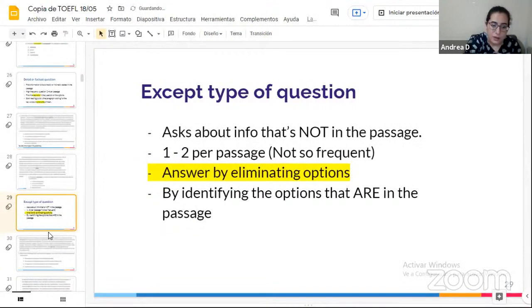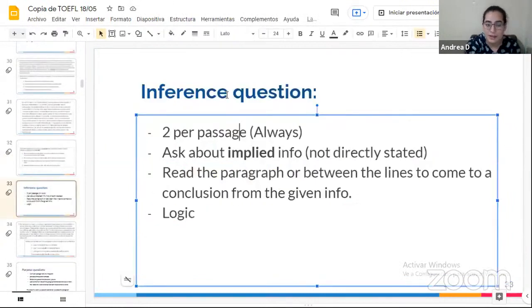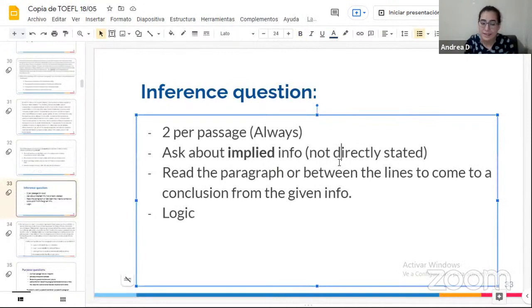Okay. So moving on to the next one, we have the inference type of question. Now, I'm not gonna lie, it's not that easy as the previous one, so we're gonna take a bit more time. This inference type of question, you always get 2 per passage. So it's really important that you guys master this type of question.